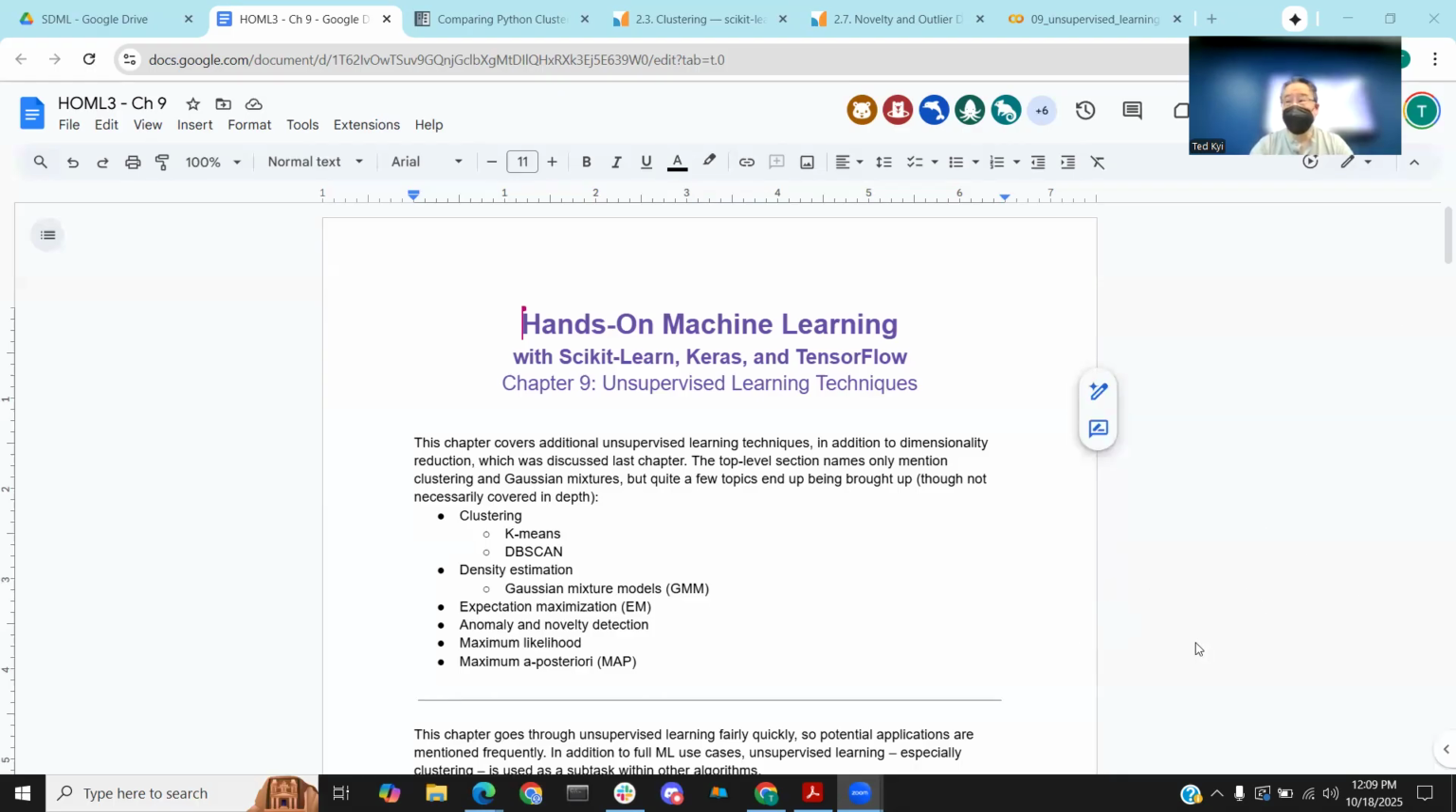I found that there's quite a bit more information in chapter 9, in this week's chapter, than there have been in the last couple of weeks. So while the title is Unsupervised Learning, and last week we talked about one unsupervised learning technique, dimensionality reduction, we're going to talk about clustering, a little bit about density estimation, anomaly and novelty detection. And in the process of that, there are some things that are mentioned, like the expectation maximization algorithm and maximum likelihood estimates. So if we have time, we'll go a little bit deeper into those topics.